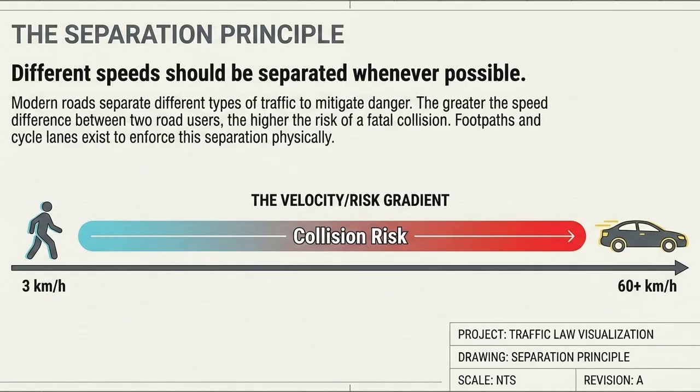Let's visualize that. On this velocity and risk gradient, you have a pedestrian ambling along at roughly 3 kilometers per hour on the far left. On the far right, a car blasting by at 60 or more. That massive speed differential creates a severe collision risk, represented by this red zone. This is exactly why structures like footpaths and elevated curbs exist. They physically enforce separation to protect the most vulnerable users from high-speed traffic.